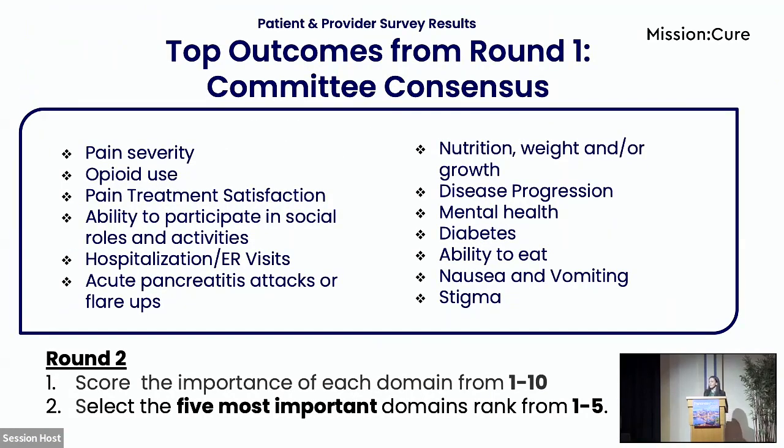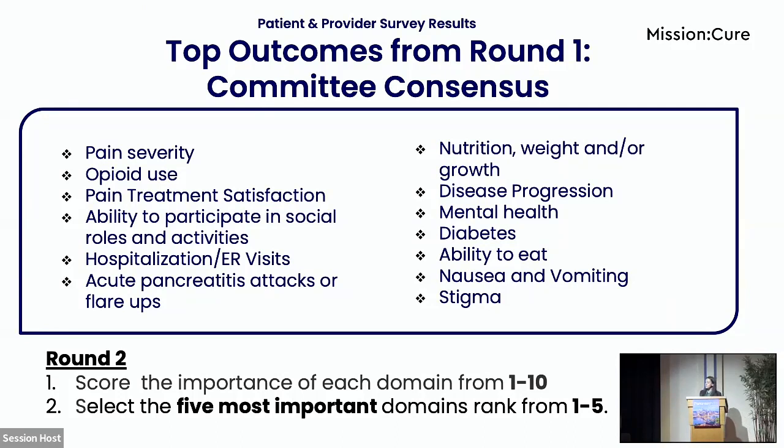So after we had round 1 completed, we took the open text questions and did content analysis in order to generate these domains. The domains were agreed upon by the committee, and they were defined as well by the committee. So we have definitions for each domain, and these are the domains that were agreed upon to go to round 2 for voting and scoring. And they were pain severity, opioid use, pain treatment satisfaction, ability to participate in social roles and activities, hospitalizations and ER visits, acute pancreatitis attacks or flare-ups, nutrition, weight, and or growth, disease progression, mental health, diabetes, ability to eat, nausea and vomiting, and stigma.